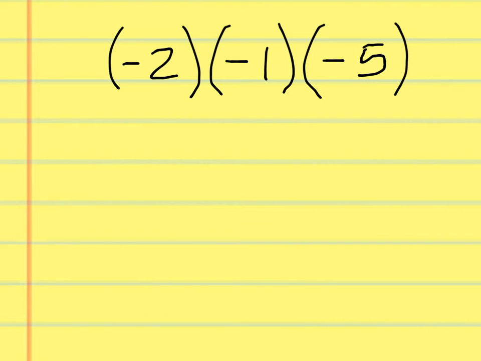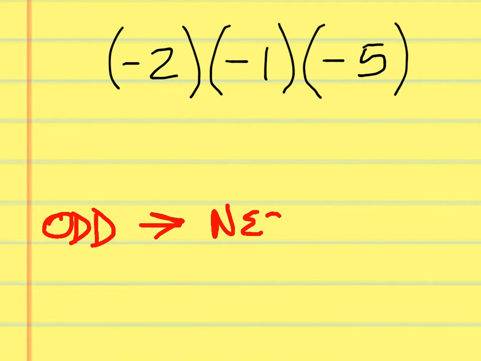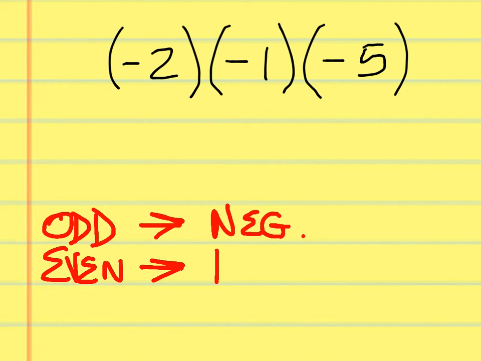Or you can remember this. If you have an odd number of negative signs, then the answer is negative. If you have an even number of negative signs, the answer is positive. How many negative signs do we have in this multiplication problem? 3. So will the answer be positive or negative? Negative. What is the answer to the problem? Negative 10, right. 2, 1, and 5 multiplied will give us 10. We have 3 negative signs. That's an odd number, so the answer is negative 10.